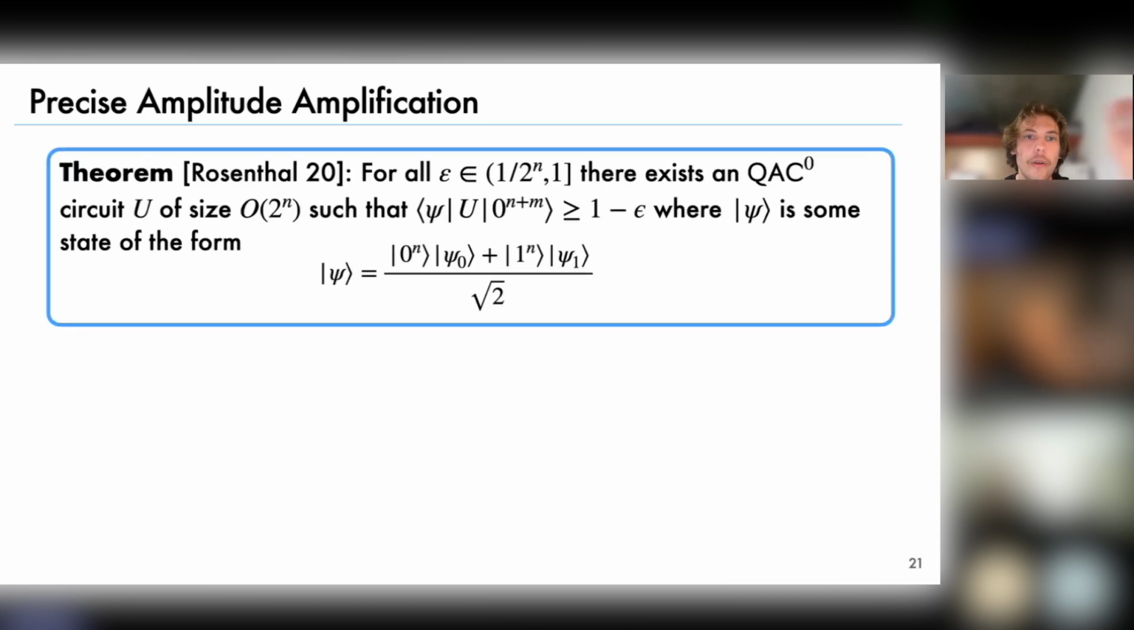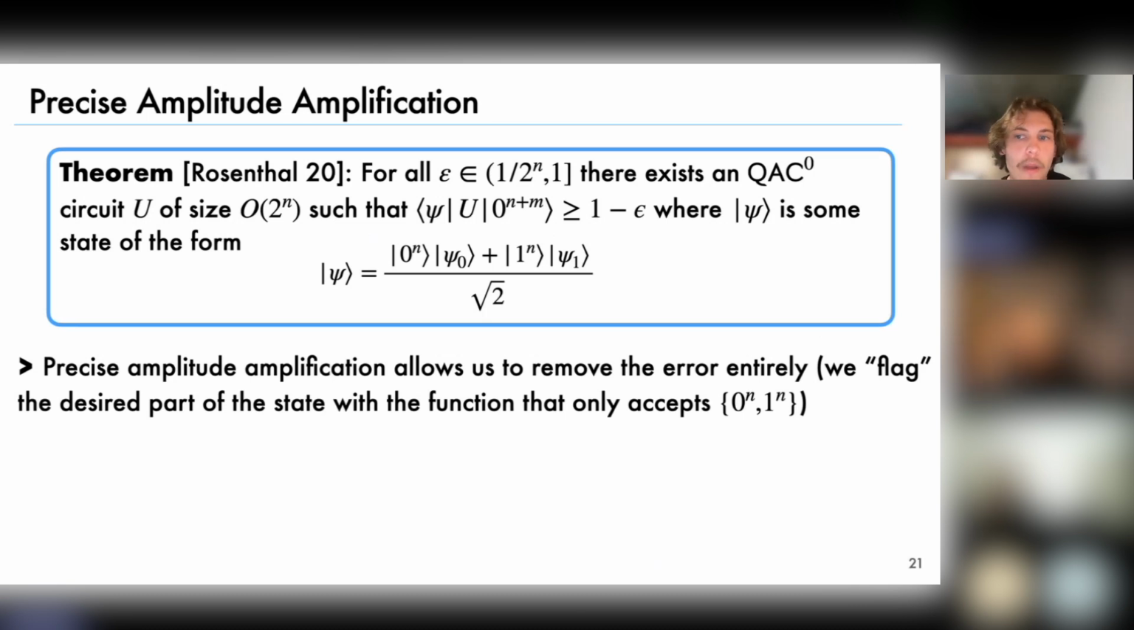Right. So all this to say, we have some limited version of amplitude amplification that we can do in QAC0. And one nice corollary of this is that we can make constructions from prior works that incurred some approximation error exact now. And in particular, this construction of Rosenthal, maybe don't worry too much about what this exact state is.